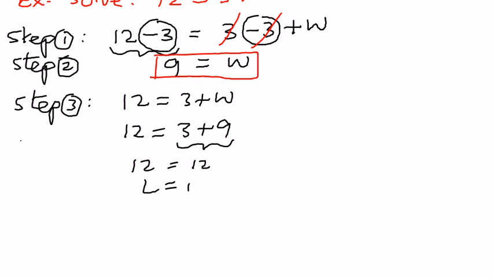Therefore, as long as the value on the left hand side is exactly equal to the value on the right hand side, that goes to prove that the solution we've arrived at for w is exactly correct. In my next presentation, we shall look at some more examples to see how we can solve linear equations.